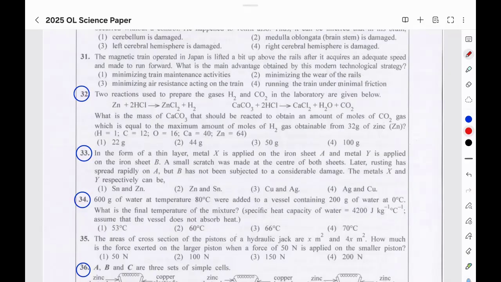Did you get the answer for this one? Anyone did this calculation before I do this one? Anyone here? Anyone got the answer? Okay, let's see.